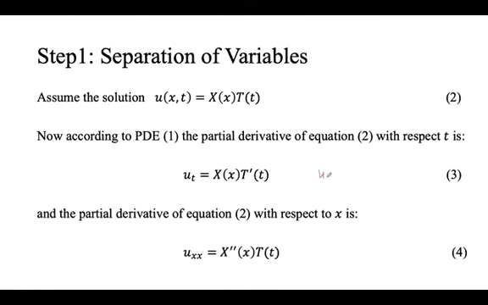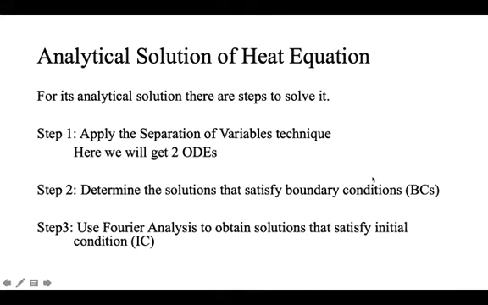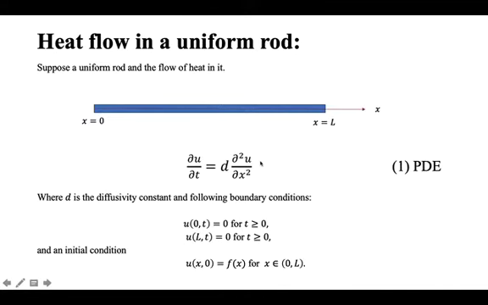u_t is equal to u_xx, or as in the previous slide, I can also write this as u_t equal to D u_xx, like this one, and I place D here. So this equation is equal to this one.